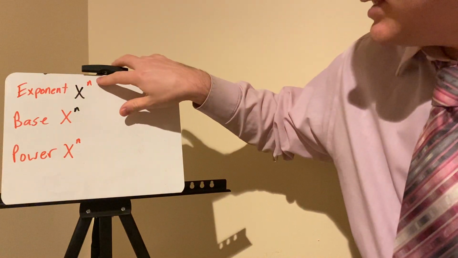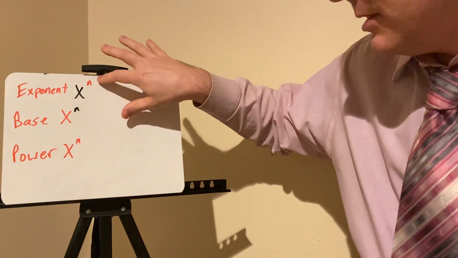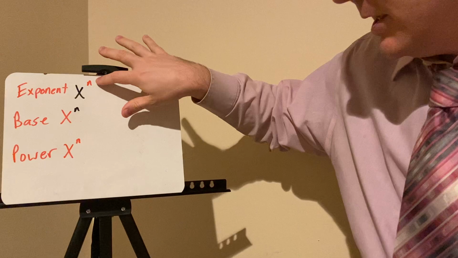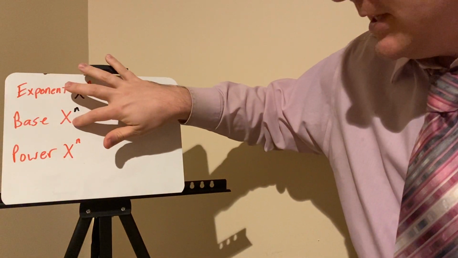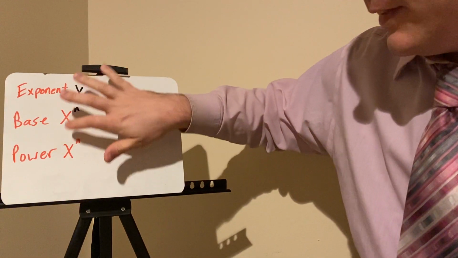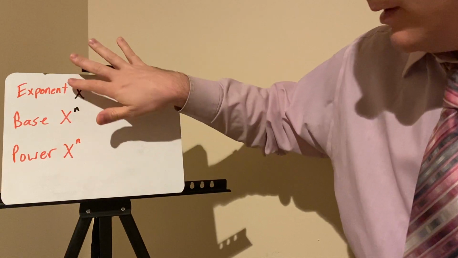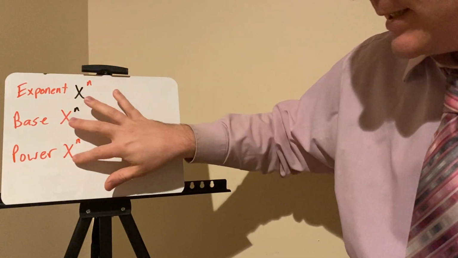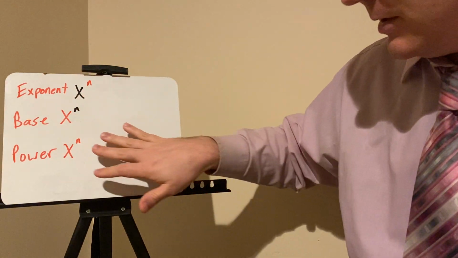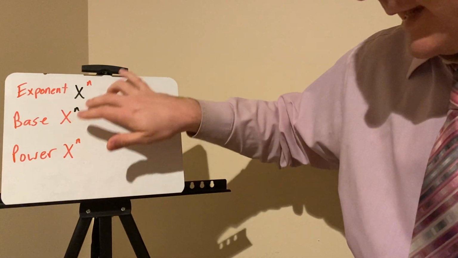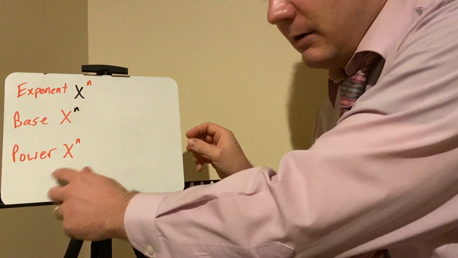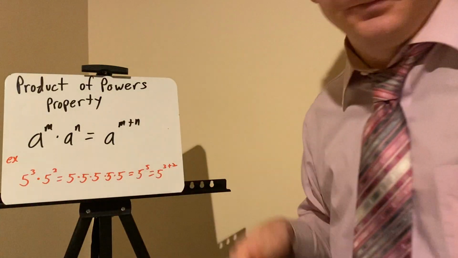An exponent is the actual number that's raised up above. So the n here would represent the exponent. The base would be the x here. And then the power is the whole combination of the exponent and the base, the whole term. Like x to the n is the power, the base here is x, and the exponent is n. But the power would be x to the nth power.